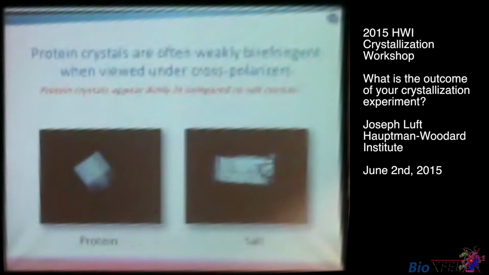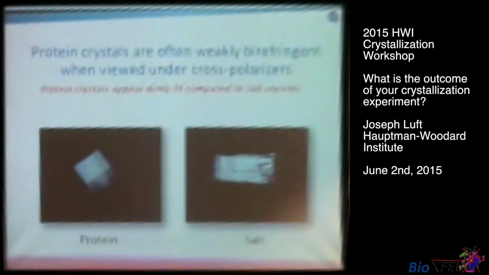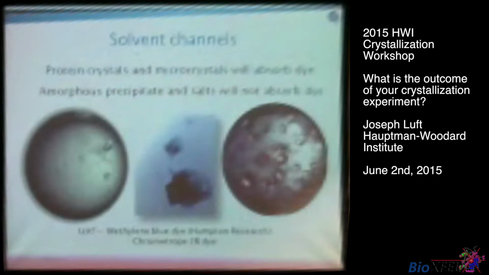Protein crystals typically have a weak birefringence. A protein crystal on the left here gives a softer, fainter signal than the salt crystals, which tend to be very bright and glow very intensely. In the solvent channels, you can add a dye, and it'll get taken up by your protein crystals.